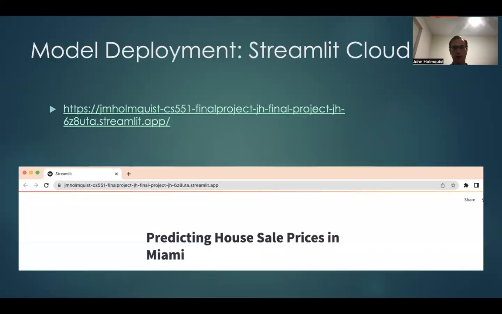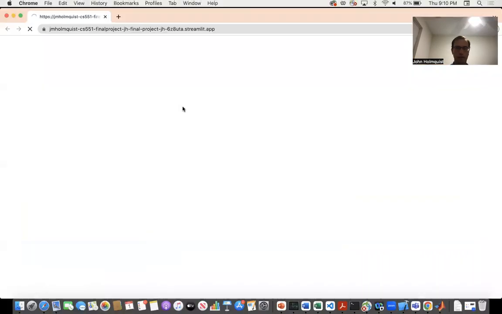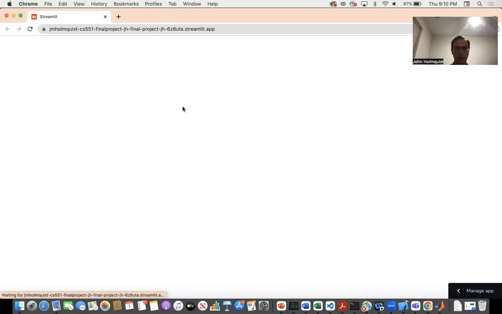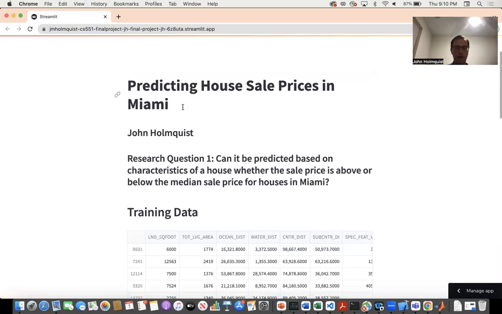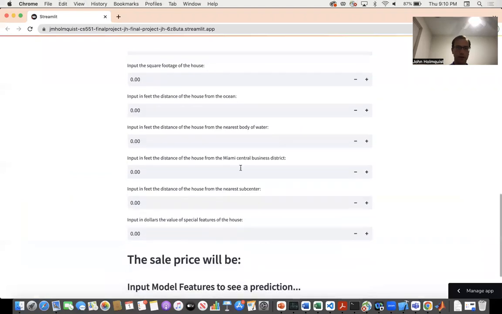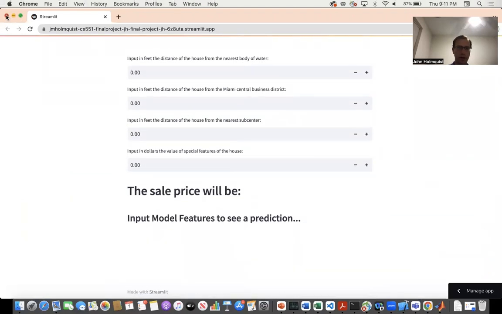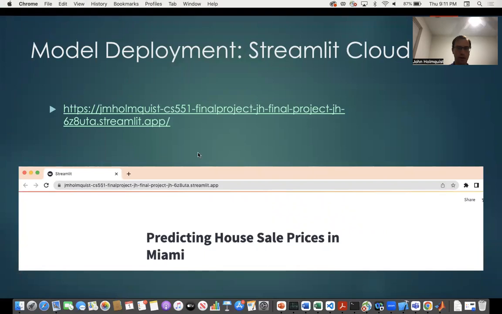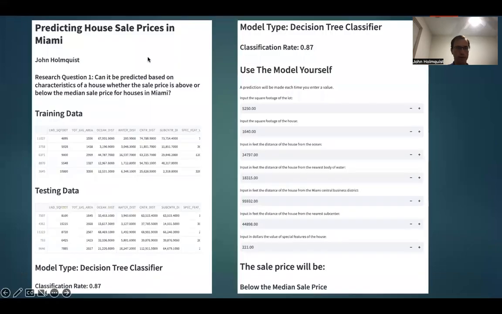So I deployed my model using Streamlit Cloud, and I wrote the deployed model in Streamlit. I can actually pull it up here. So here I can see the model is actually hosted on the web. I'm going to go back to the PowerPoint now to finish. Basically, I have the research questions, some training data, testing data, the model type, classification rate, and then a place where you can actually use the model. You can input the values of the features, and it predicts whether the sale price is above or below the median.